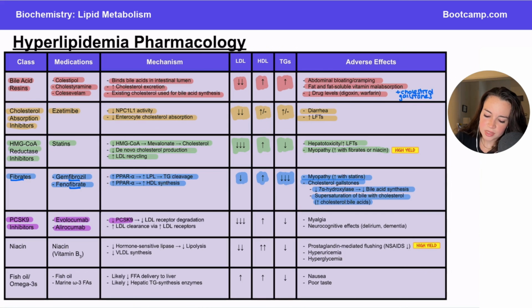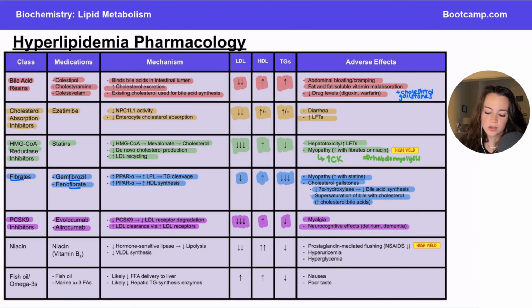So by inhibiting that PCSK9, we are decreasing the degradation of the LDL receptor, which leads to an increase in LDL clearance from the blood, right? Because it's being taken up by those LDL receptors. So PCSK9 inhibitors are going to very greatly decrease the LDL, they'll increase HDL, and they'll decrease triglycerides. The adverse effects here are myalgia, as well as neurocognitive effects like delirium and dementia.